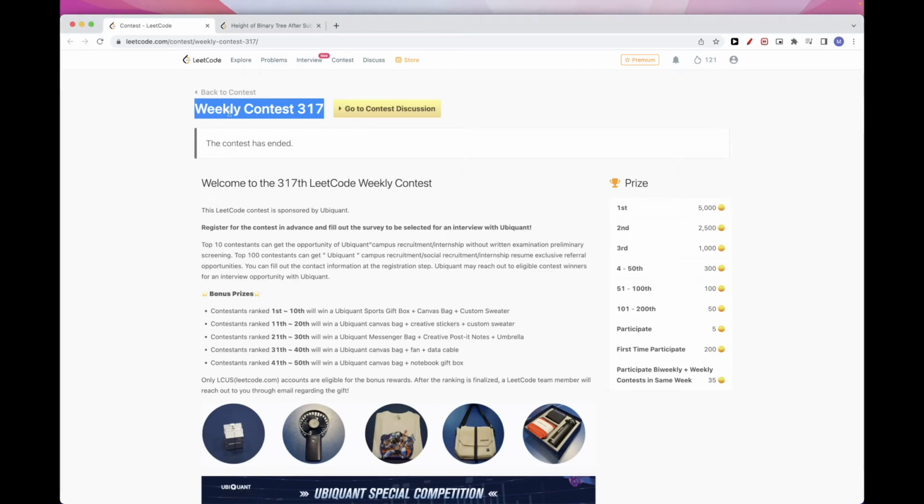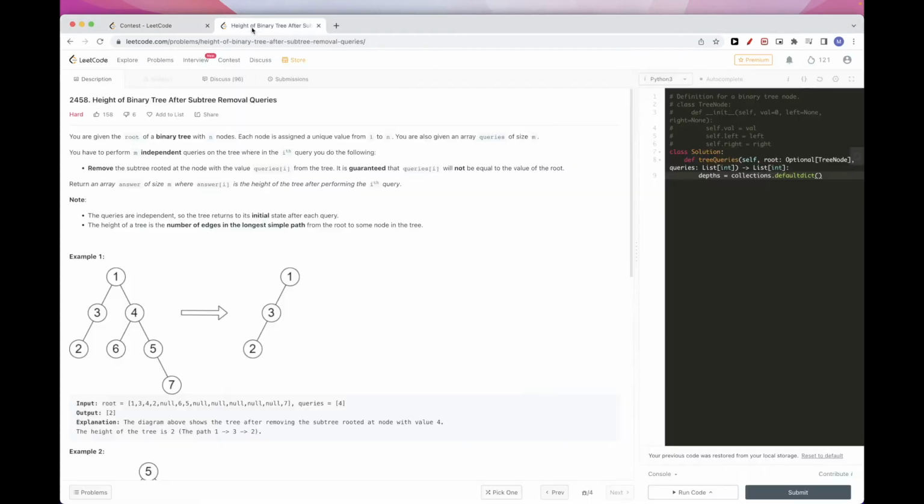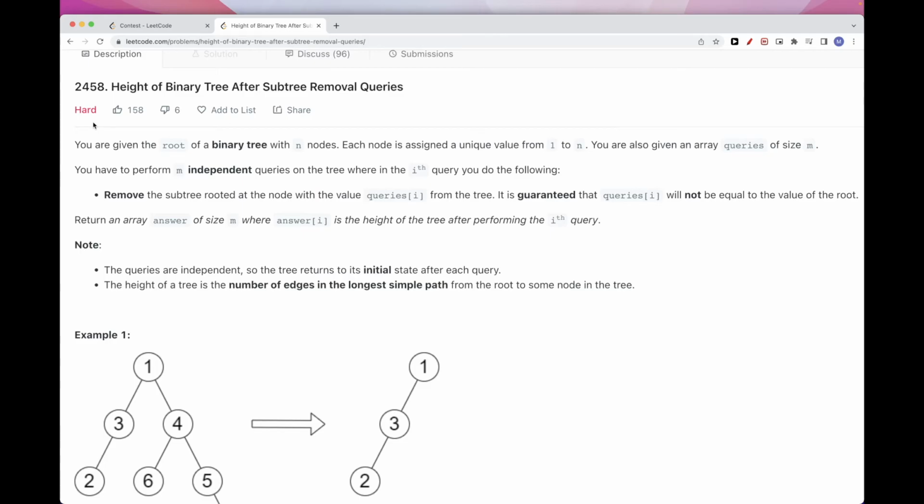Hello, so continuing on this weekly contest 317, the last problem, which is a hard problem, height of binary tree after subtree removal queries. So let's take a look here. We have a binary tree with n nodes, and each node is assigned a unique value from 1 to n, and we also get an array of queries of size m. What we want to do is do m independent queries. So basically each time we start from the original tree and apply that query.